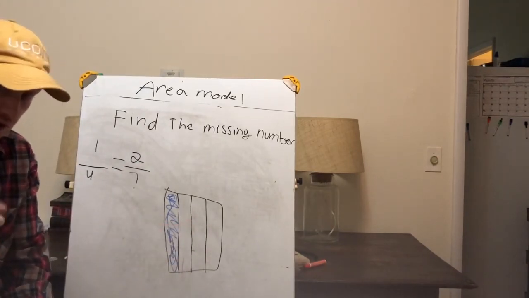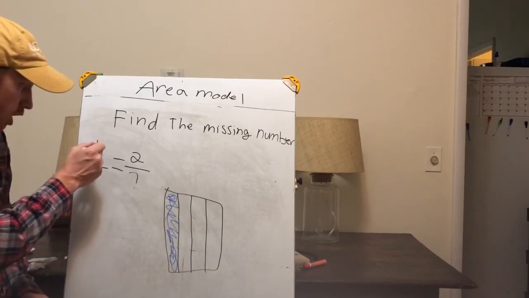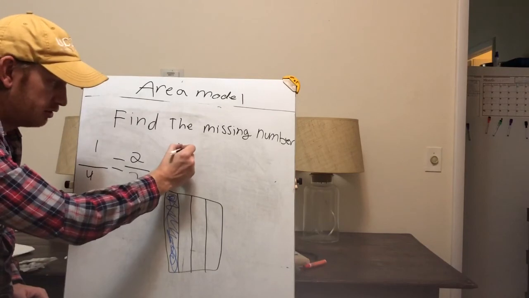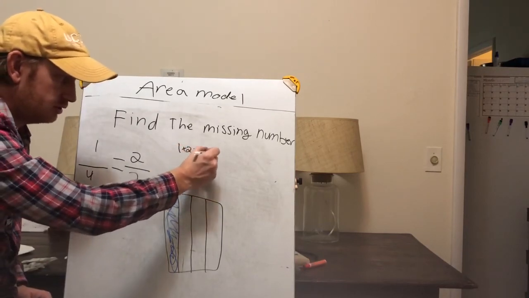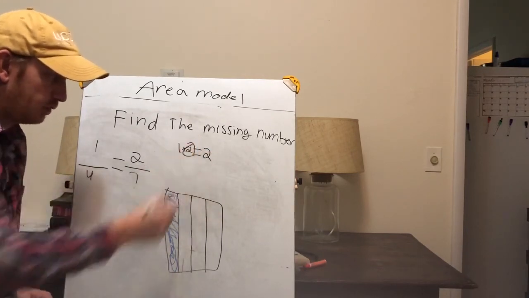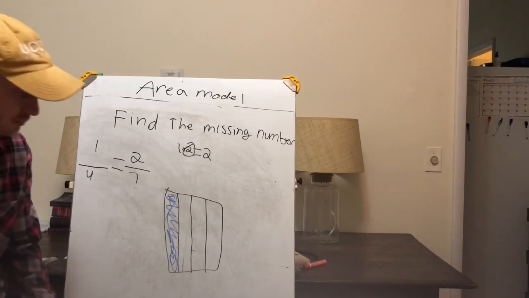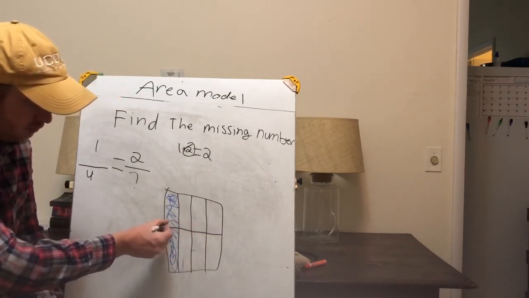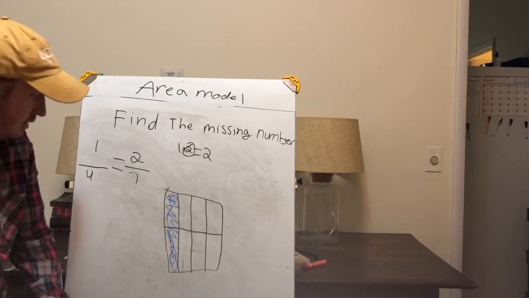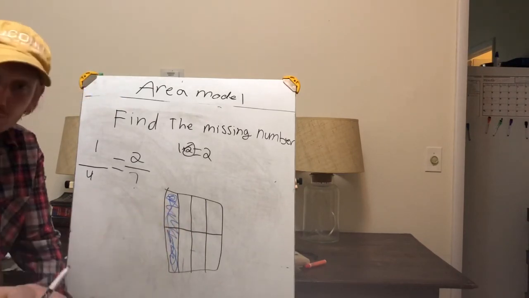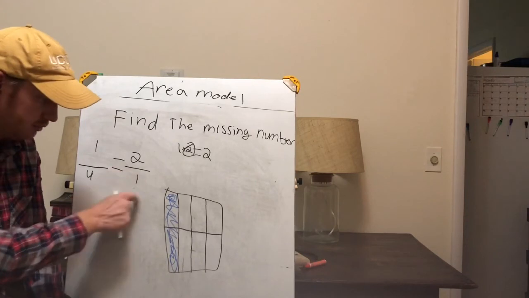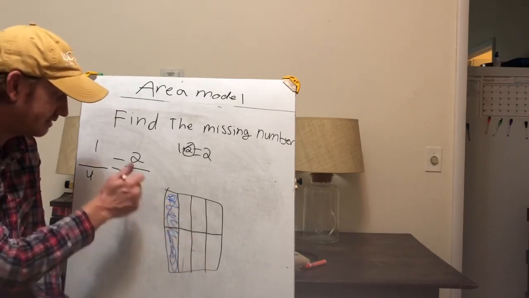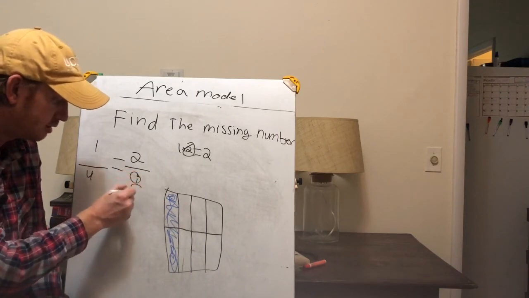Well, the first thing I'm going to notice is that 1 times 2 is 2. So I want to multiply by 2. And I do that by cutting through the middle. And then I see I have my 2. 1, 2. Perfect. So what's our denominator? 1, 2, 3, 4, 5, 6, 7, 8. 8.